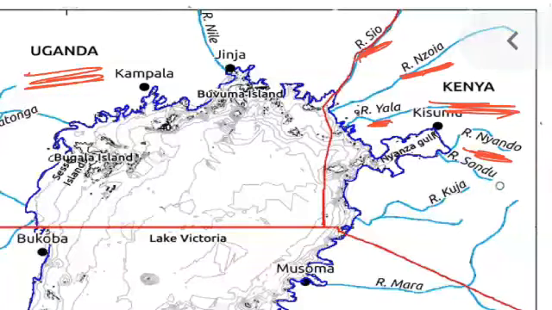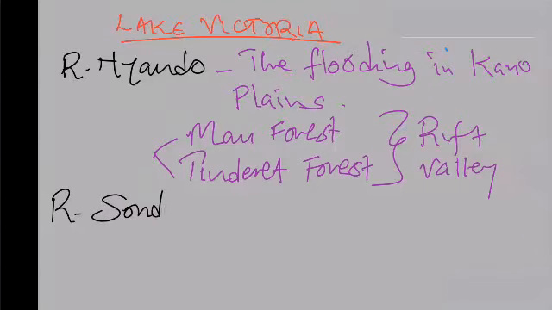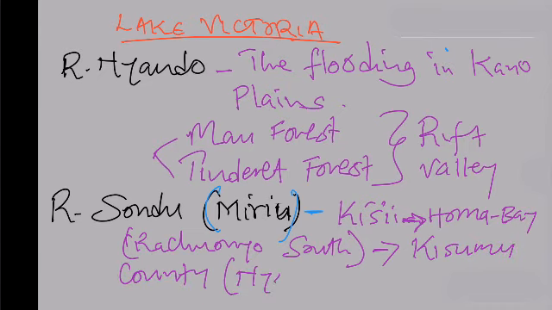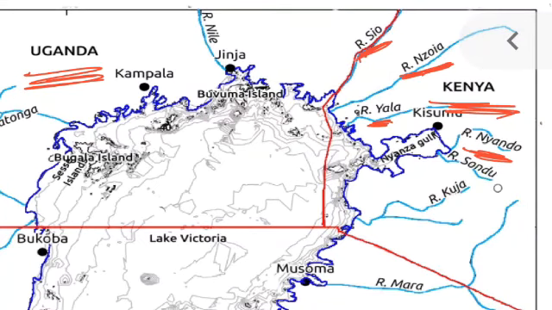So next we have River Sondu, which is also called Miriu. Of course, River Sondu originates from the highlands in Kisii. It flows through Homa Bay County, specifically at a place called Rachuonyo South, where it causes again a lot of floods and then finally enters Kisumu County at a place called Nyakach, where it then finally ends up into Lake Victoria.